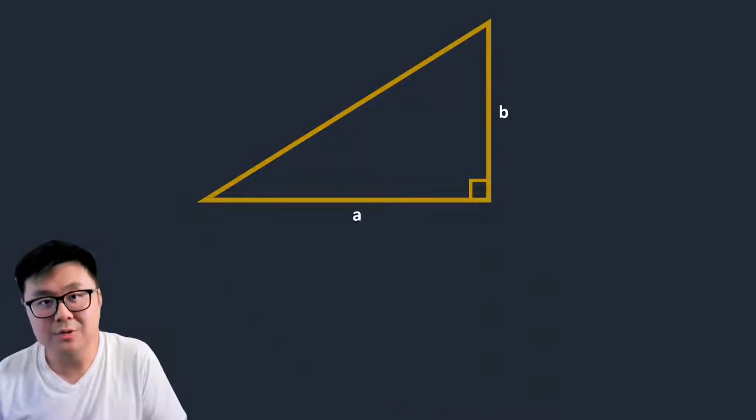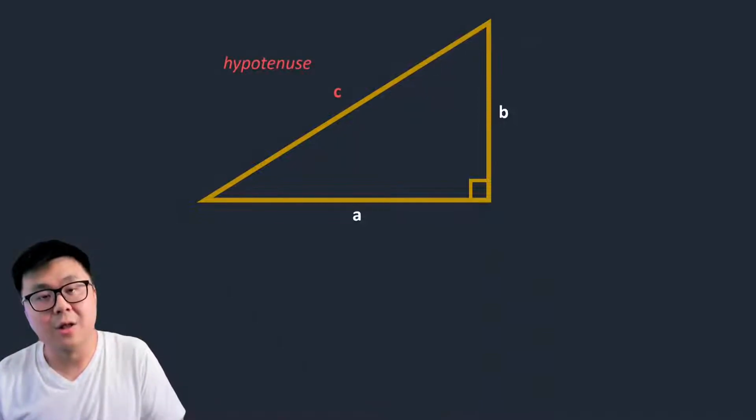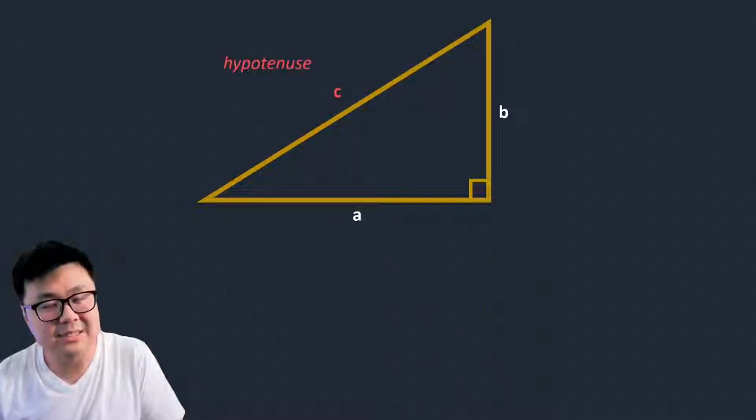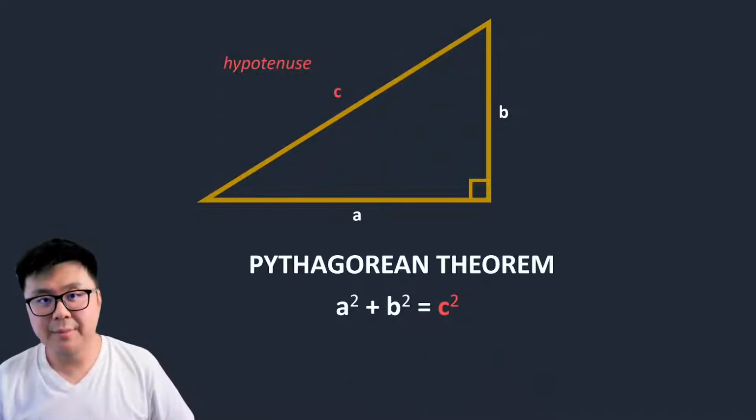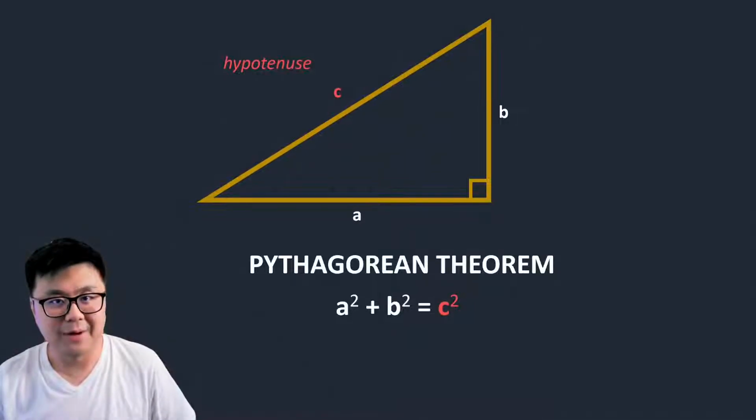But the hypotenuse is always going to be here, and it's the longest side. The Pythagorean theorem states that a squared plus b squared equals c squared, and with this Pythagorean theorem, you're able to figure out any side as long as you know the other two sides of a right triangle.